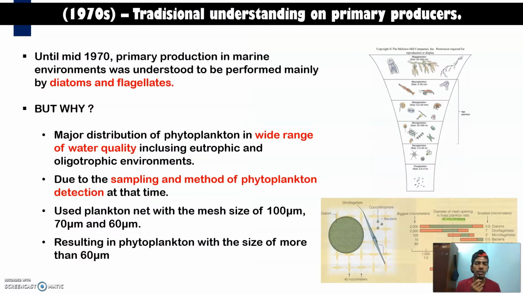In the 1970s, we believed that diatoms and flagellates were the only marine primary producers. This is because they are widely distributed. We can find them in eutrophic and oligotrophic environments. Secondly, because of the sampling and method of phytoplankton detection. Traditionally, we used a phytoplankton net with a size bigger than 60 micrometers, so the phytoplankton that can be caught are only in that range. As we can see in the picture on the right, there are phytoplankton that are smaller than 60 micrometers.